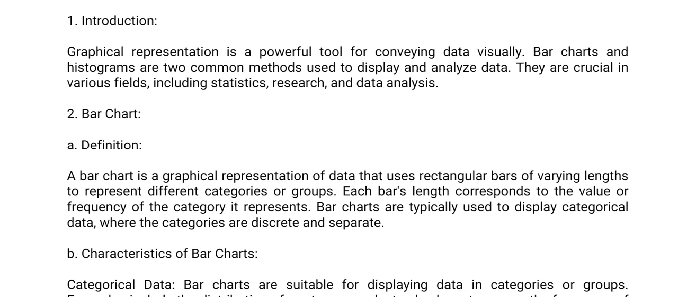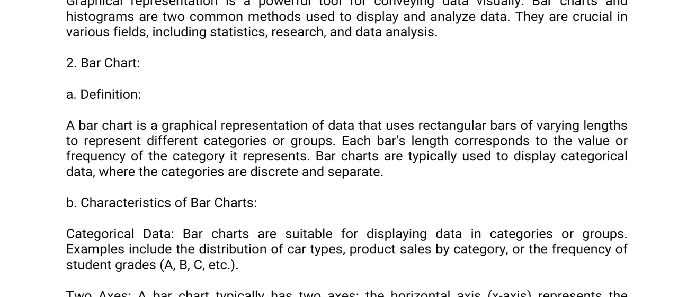Then bar chart. A bar chart is a graphical representation of data that uses rectangular bars of varying lengths to represent different categories or groups. Each bar's length corresponds to the value or frequency of the category it represents. Bar charts are typically used to display categorical data where the categories are discrete and separate.